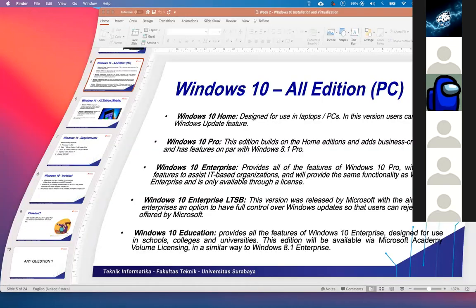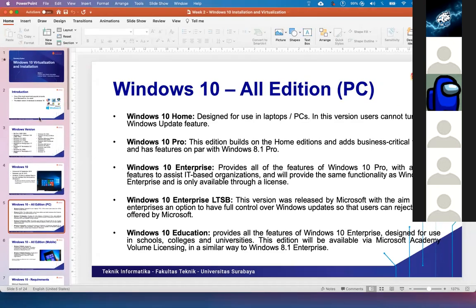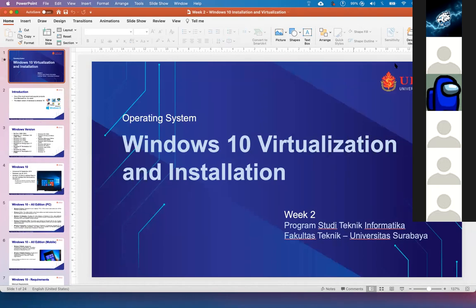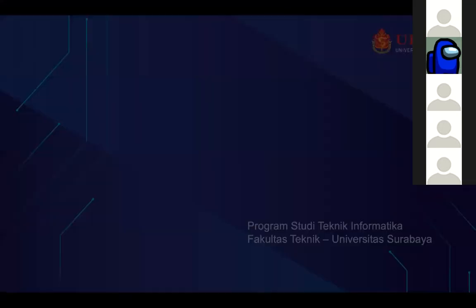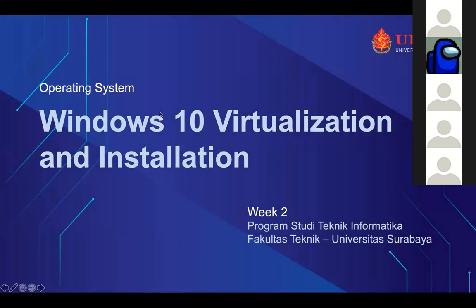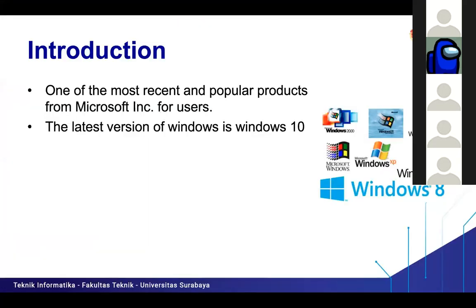Before I present how to install Windows 10 on VirtualBox, I will present about Windows 10 virtualization and installation. Okay, for the introduction, Windows is one of the most recent and popular products from Microsoft. You know that there are a lot of products from Microsoft, like Microsoft Office, Microsoft Windows, and so on. One of the most popular products from Microsoft is their operating system, Microsoft Windows.